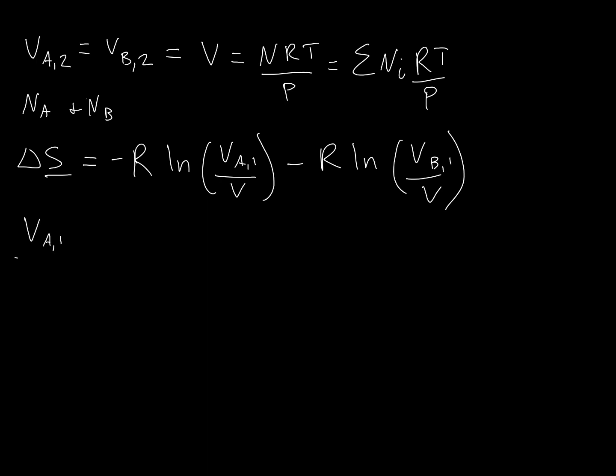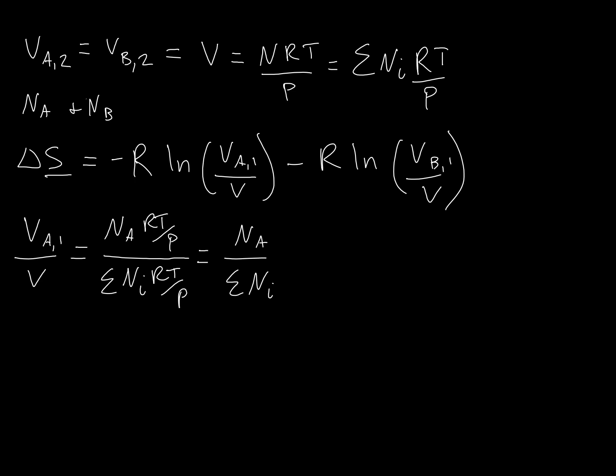So V_A1 over V, we can rewrite this as n_A RT over P over the summation of n_i RT over P. All the stuff cancels out except for n_A over the summation of n_i, which is just equal to x_A, which is the mole fraction of A. And likewise, same thing for B. Right, so that we have that V_B1 over V is equal to x_B.